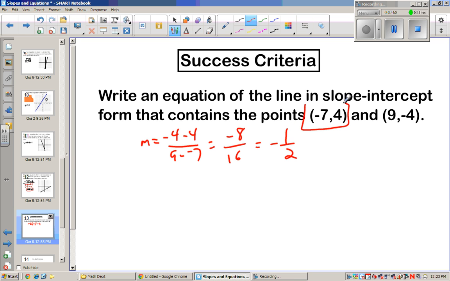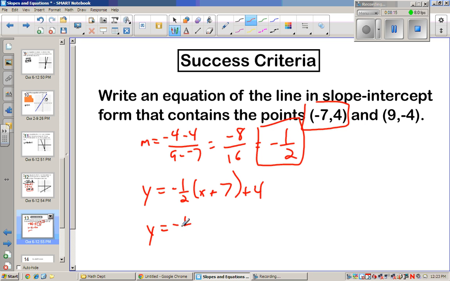So let's focus on this first equation and our slope to put it into point-slope form. Y equals our slope times x minus the -7, so that's x plus 7, and then plus 4 at the end. Now if I multiply over the parentheses, that's -1/2 x minus 7/2, which is 3.5, plus 4. So -3.5 plus 4 would be plus 1/2. So now here's our equation. In slope-intercept, our slope is -1/2, and our intercept is 1/2.